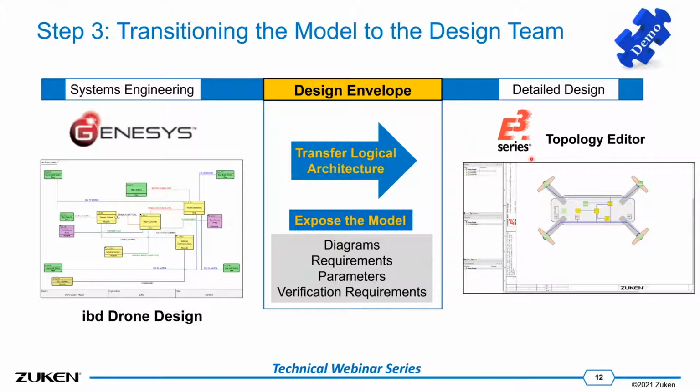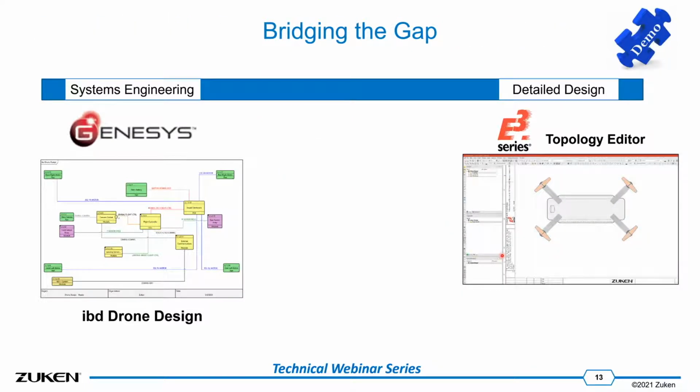Additionally, it should also expose the diagrams, the requirements, the parameters, and even verification requirements, so that enough information is available on the detailed design side without having to replicate everything that is on the systems engineering side. And for this stage, it's important to know that the detailed design and GENESYS model is connected using the E3 topology editor, because that forms the perfect transition from one architecture to the other architecture level.